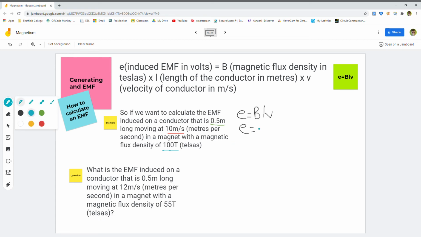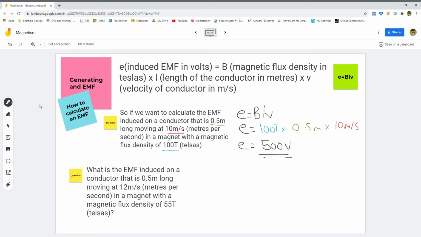So then it's 100 Teslas times 0.5 meters times 10 meters per second. And then we just multiply all those together, and that will give us 500 volts.